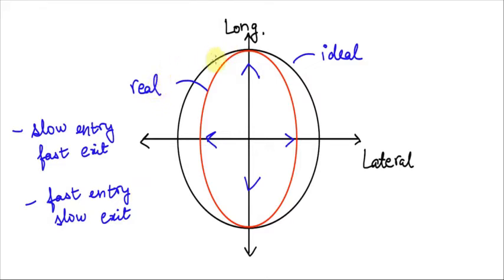But now you may ask, why is this oval bigger on the longitudinal axis than on the lateral axis in this real traction circle? Why is this so? Well, let's see that.